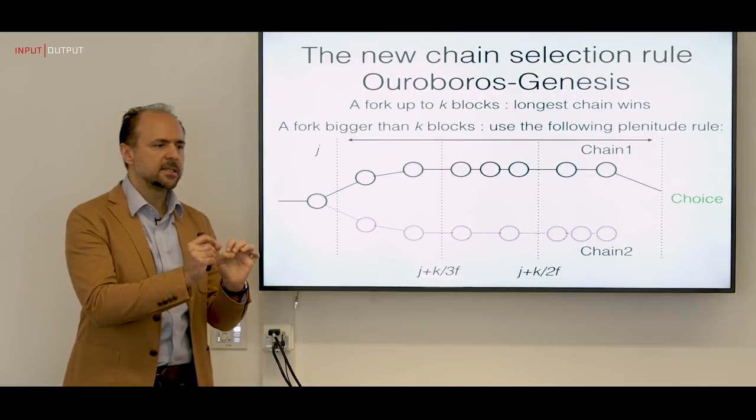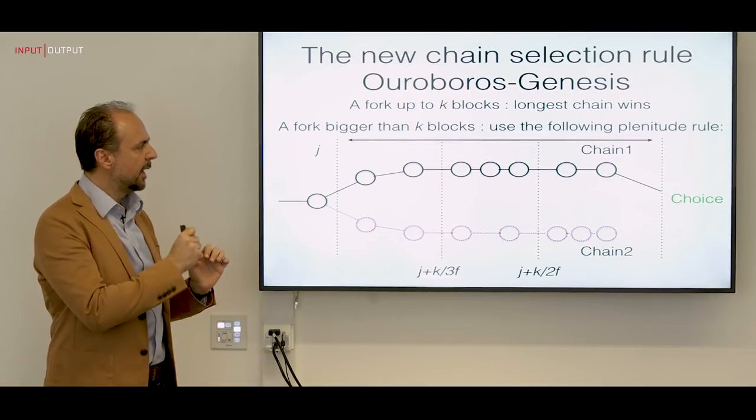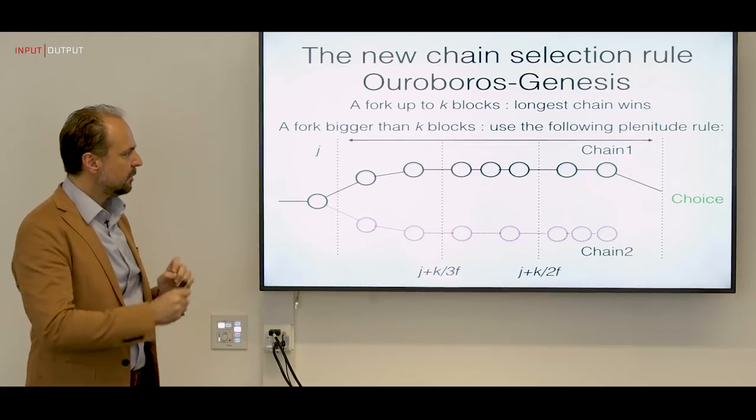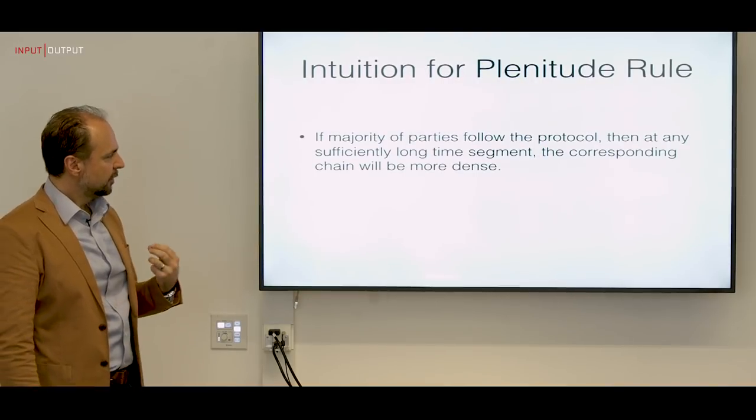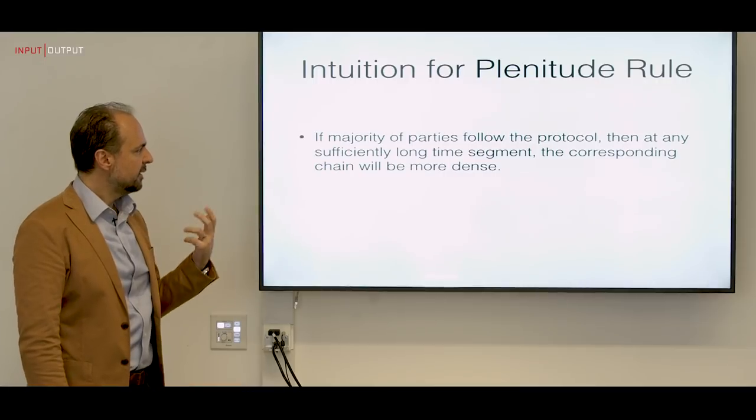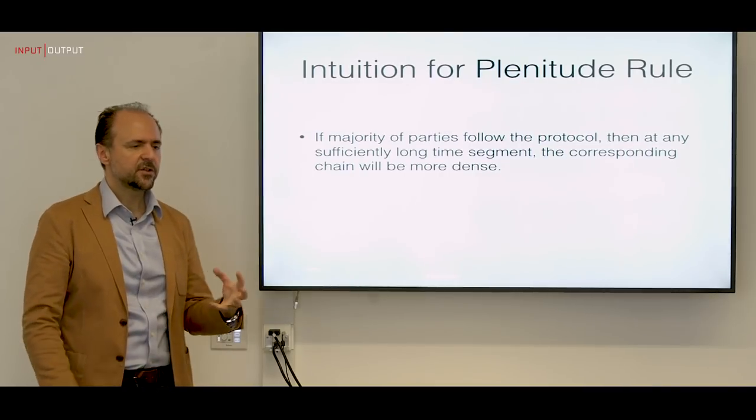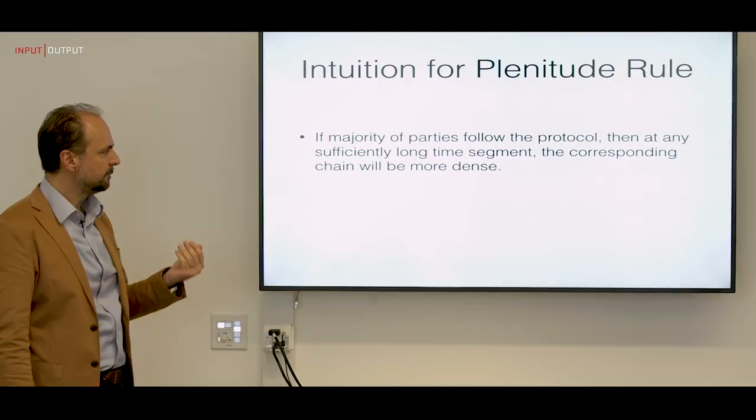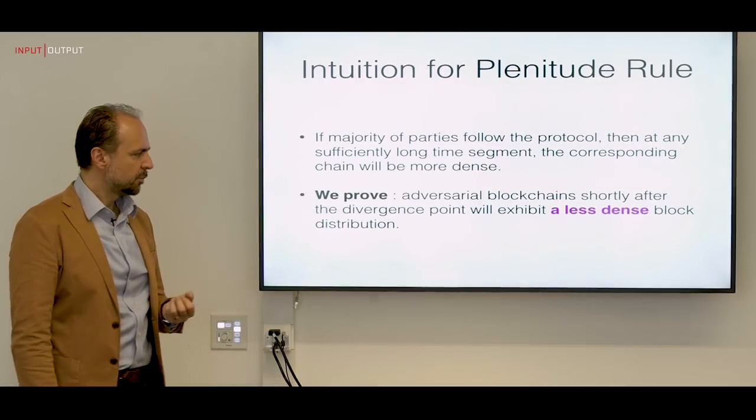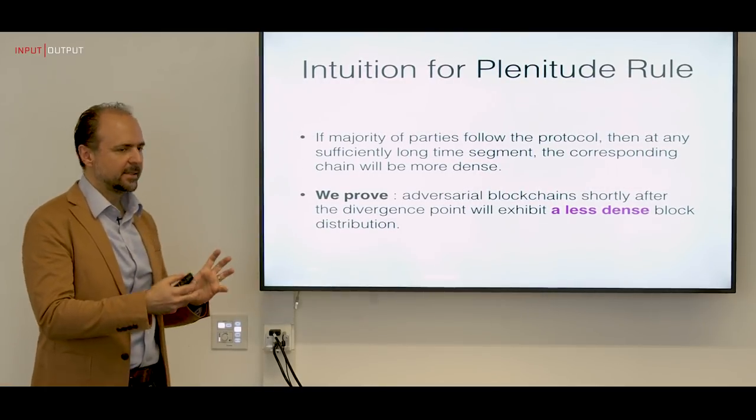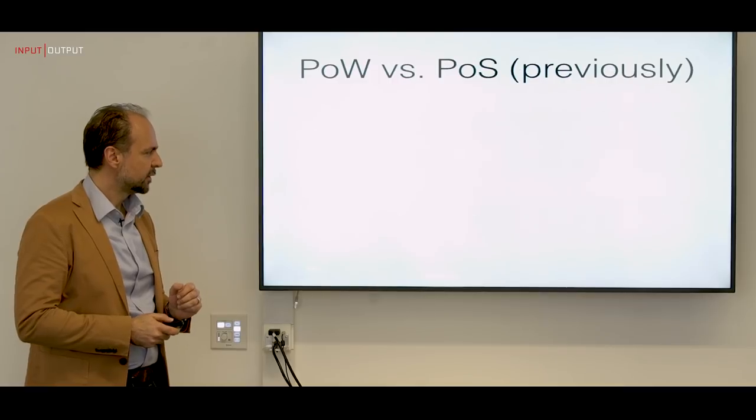What is interesting about this is that this rule is still quite simple to implement. It enhances the longest chain rule in a way that is still quite easy to program. So what's the intuition? The intuition, and what we prove in the protocol, is that if the majority of parties follow the protocol, then at any sufficiently long time segment, the corresponding chain of the honest parties will be denser, especially after a fork. So adversarial blockchains, shortly after the divergence point, will exhibit a less dense block distribution. And we can use that rule to determine what is the right blockchain to connect to.